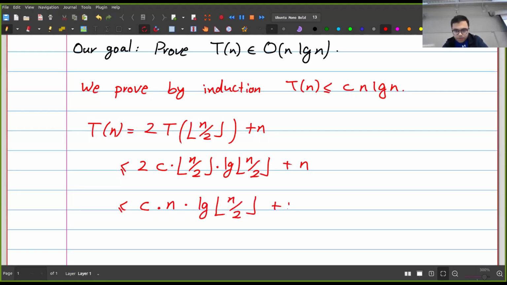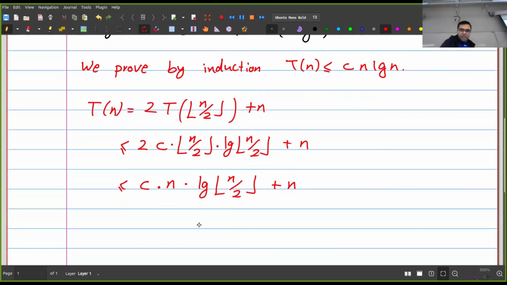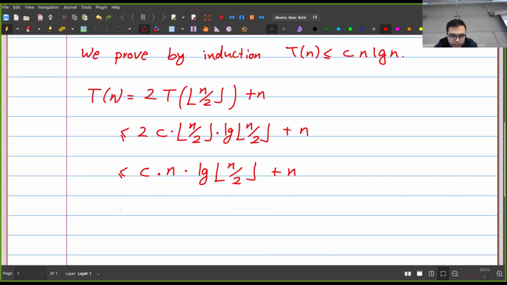plus n. But again, look at this log. So I have floor of n over 2. If I didn't have the floor, it would just be log of n minus 1. So now it can only be smaller than log of n minus 1. And I'm finding an upper bound. So I can say that this is definitely less than or equal to c times n times log of n minus 1 plus n.